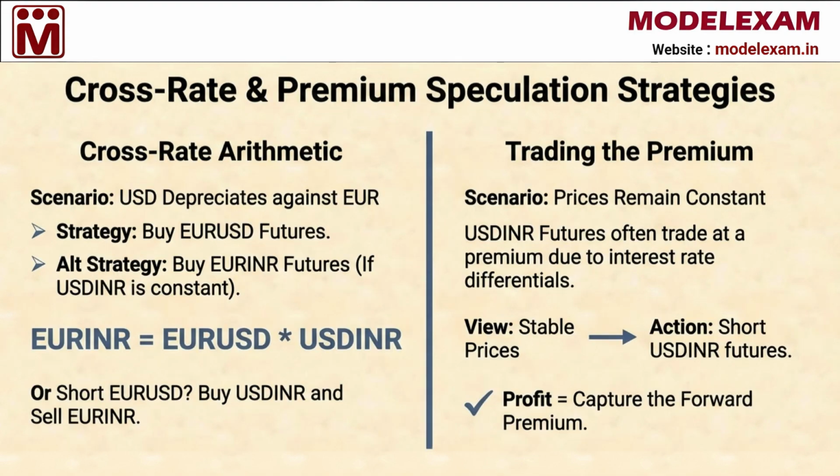Now that we understand basic speculation, let's move on to more advanced strategies like cross trade and premium trading. If a trader thinks the USD will weaken against the euro, they can buy EUR USD futures. They can also use cross rate arithmetic, where the EUR INR price is found by multiplying the EUR USD rate by the USD INR rate. Additionally, if a trader expects prices to stay steady, they might try to capture the forward premium. Since USD interest rates are often lower than Indian rates, USD INR futures usually trade at a premium. By shorting these futures, when prices are flat, a trader can earn a profit equal to that premium.